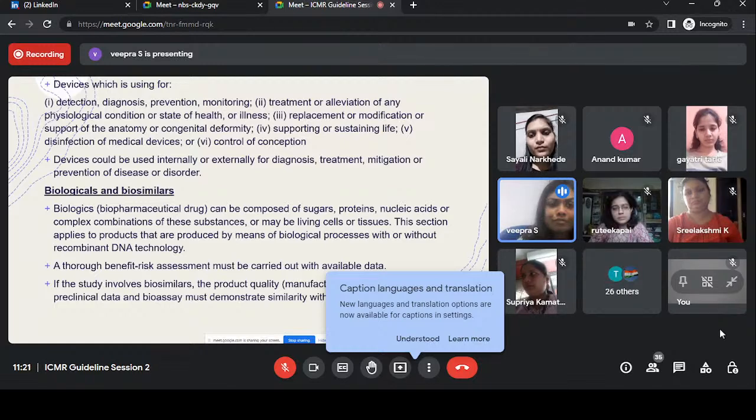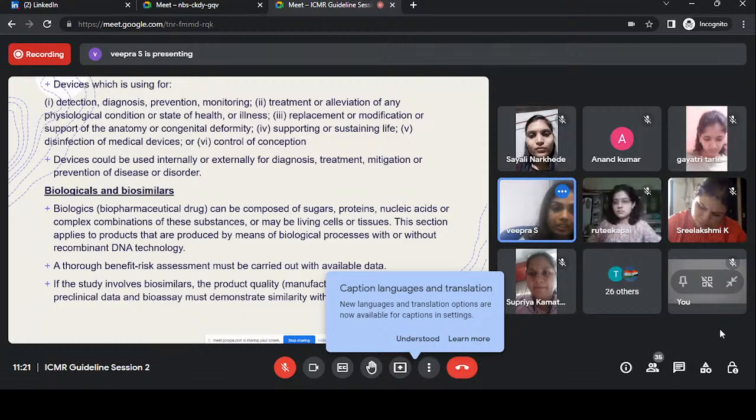Then next, the study information given in the guideline is about biologicals and biosimilars. Biological means a biologic drug, which can be composed of sugars, proteins, nucleic acids or complex combinations of substances, like living cells or tissues. This product can be produced with or without recombinant DNA technology. A biologic is a substance of biological origin which can be used as a drug.